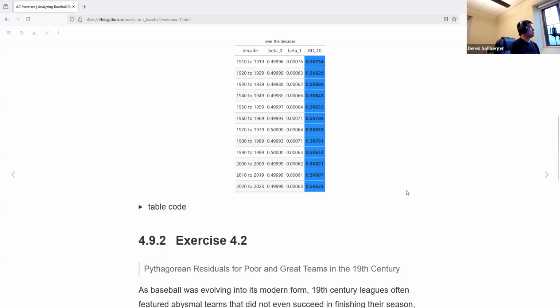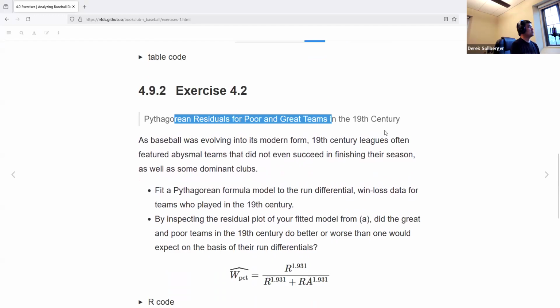Oh yeah, this one is fun. Take the Pythagorean results and take them back to the 1800s, the 19th century. As baseball was evolving into its final form, 19th century leagues often featured abysmal teams that did not even succeed in finishing their season, as well as some dominant clubs. We're going to fit a Pythagorean model to the run differential win-loss data for teams that played in the 19th century, the 1800s. And then we'll do a little bit of exploration of the results from there.